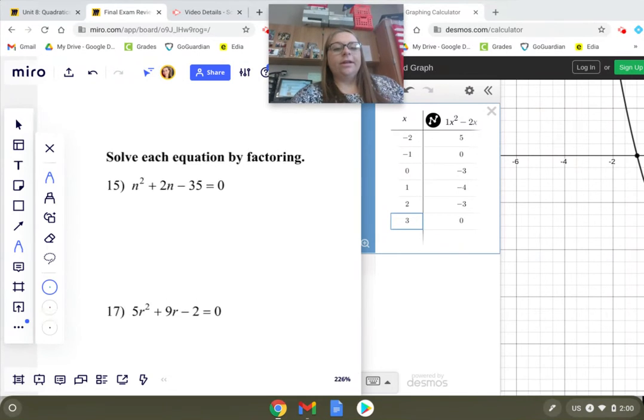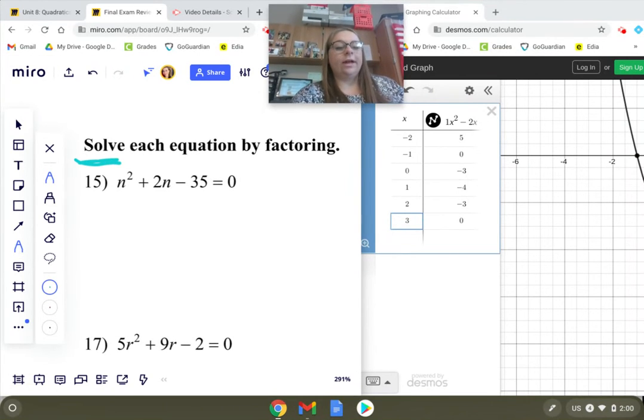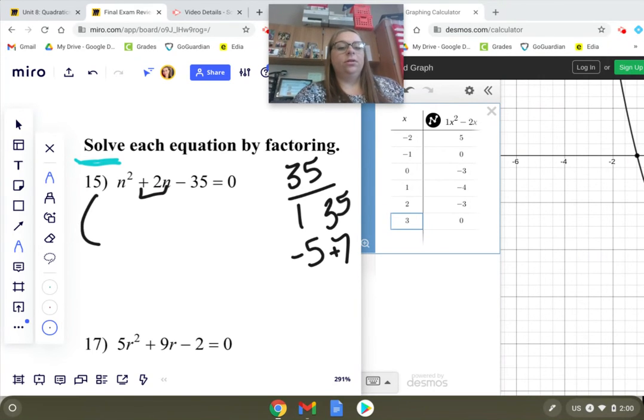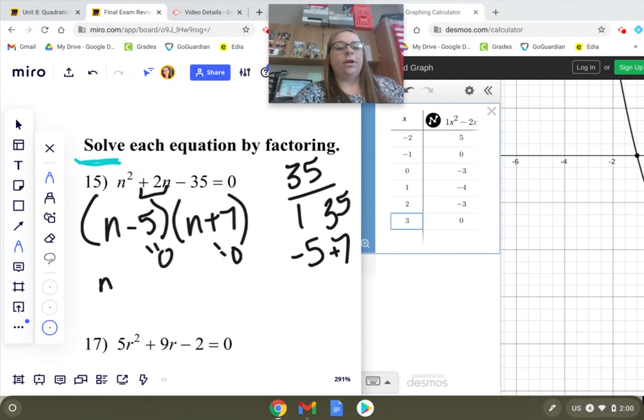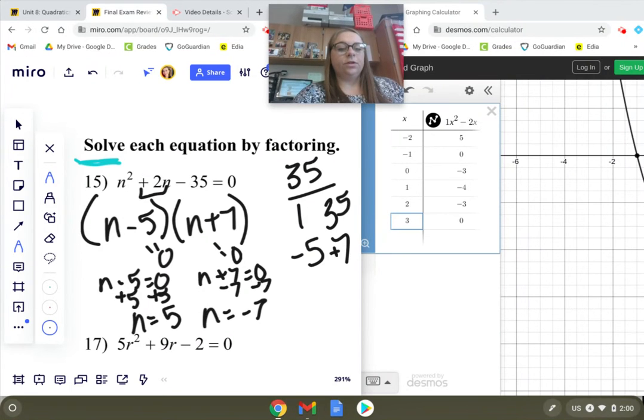Now down here is the step where you want to solve. If I'm looking at 35, factors of 35, I got 1 and 35, and then 5 and 7. I want to get 2, so -5 plus 7. So (n - 5)(n + 7). We want to set both of those equal to 0. So n minus 5 equals 0, and n plus 7 equals 0. Add the 5 over, so n equals 5. And subtract the 7 over, so n equals negative 7. So those are our two answers.